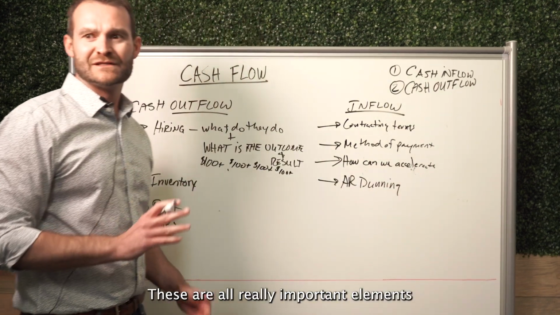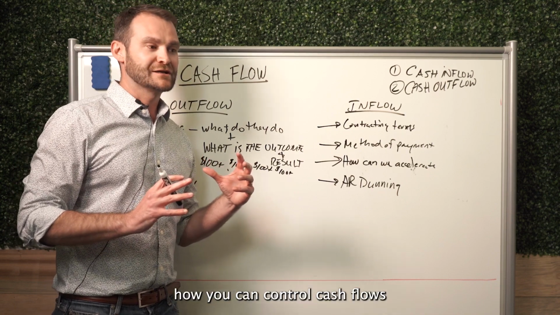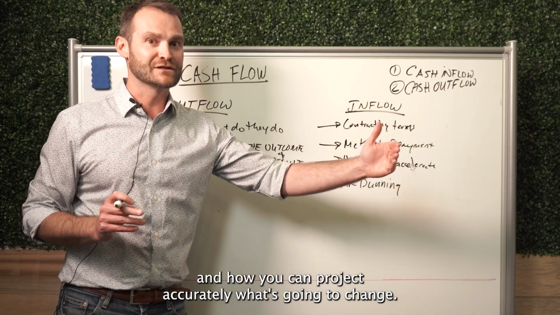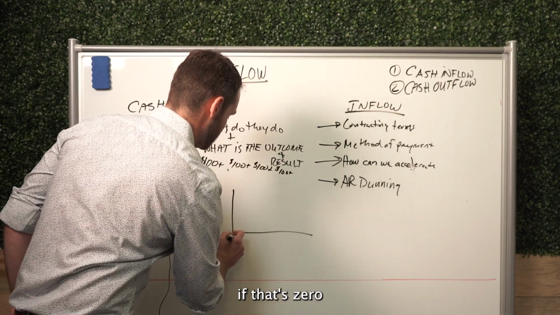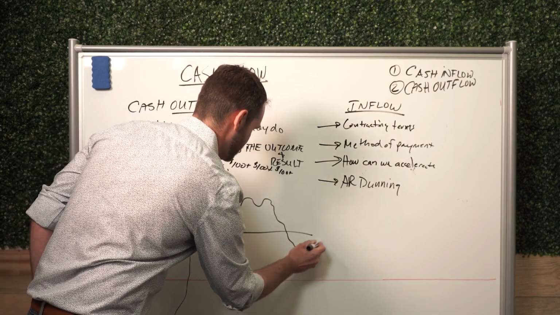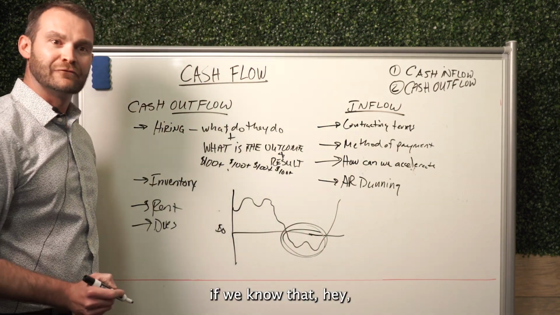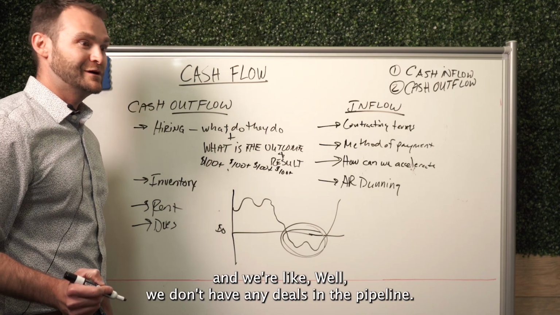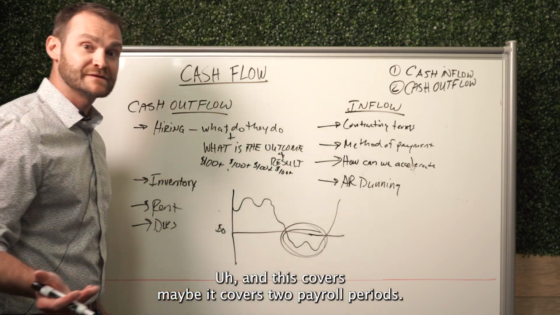These are all really important elements to be looking at that are going to greatly influence how you can control cash flows and how you can project accurately what's going to change. Because if you're looking ahead, if that's zero, and you say, oh, okay, what are you going to do about this negative? If we know that's 3-4 months out, and we don't have any deals in the pipeline, and this covers maybe 2 payroll periods.